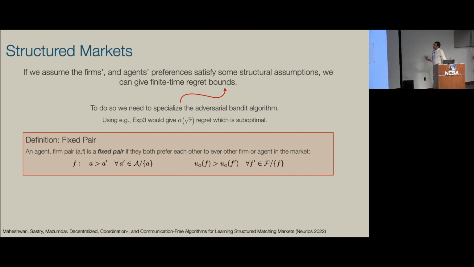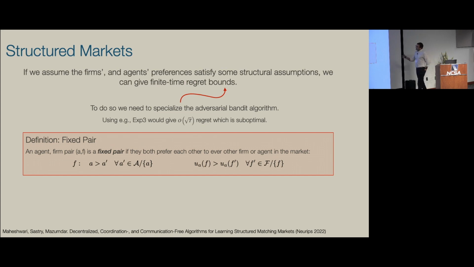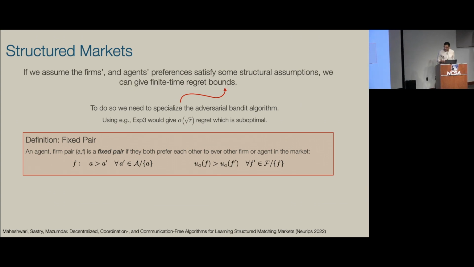So we can only really give guarantees in these problems if we make assumptions on the markets. So in particular, what we need to do is basically assume that there's a unique stable matching, and we need something a little bit stronger than that. Namely, we need this assumption of alpha reducibility, for which we need this definition of a fixed pair. So a fixed pair is just a pair of agents and firms that prefer each other to every other agent or firm in the market.